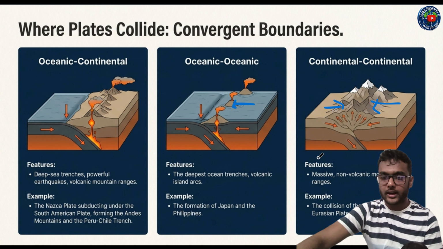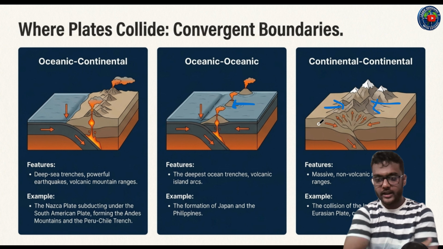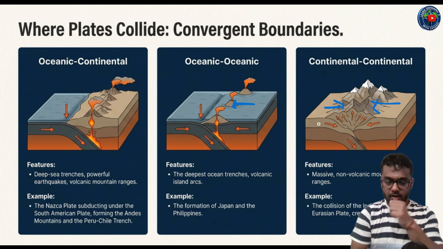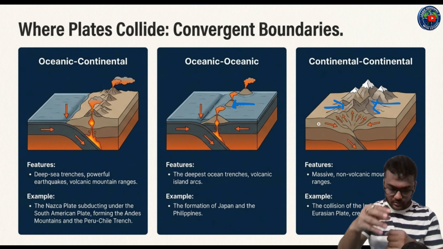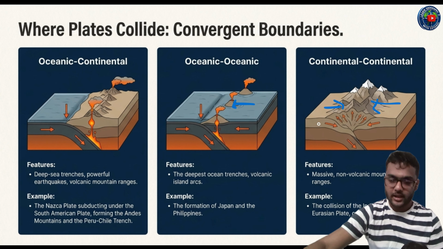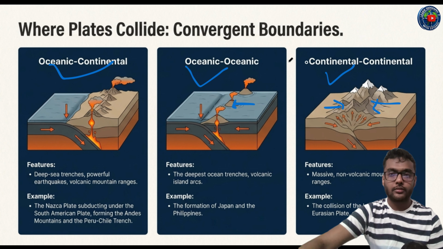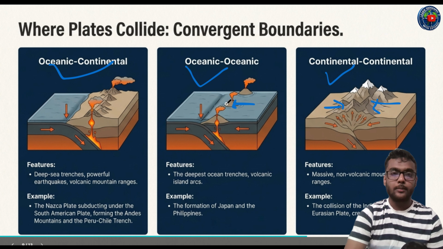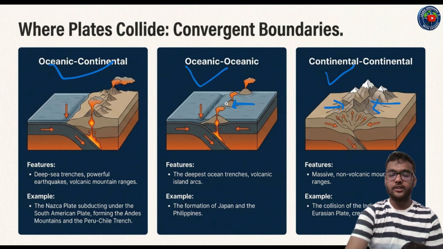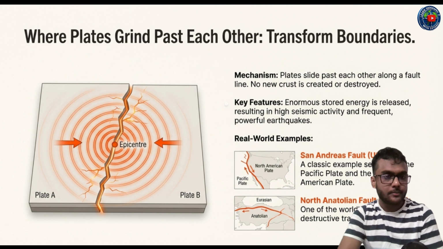Then continental, for example, the Indian plate and the Eurasian plate, creating the Himalayas due to the movement of the Indian plate and Eurasian plate towards each other. That is a convergent boundary, and the Himalayas rise. They create massive, non-volcanic mountain ranges. These are some types of convergent boundaries: oceanic-continental, oceanic-oceanic, and continental-continental. These are some examples of landforms created by convergent boundary plate movement.